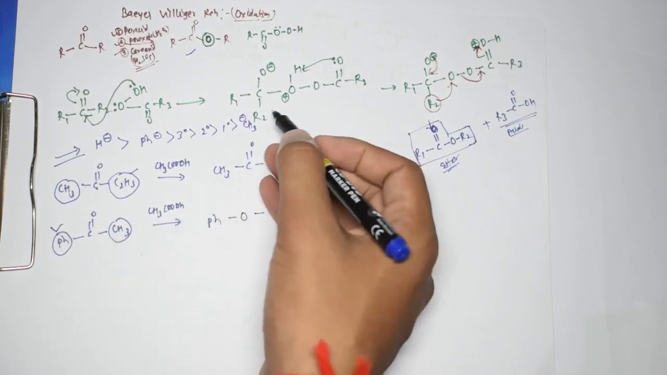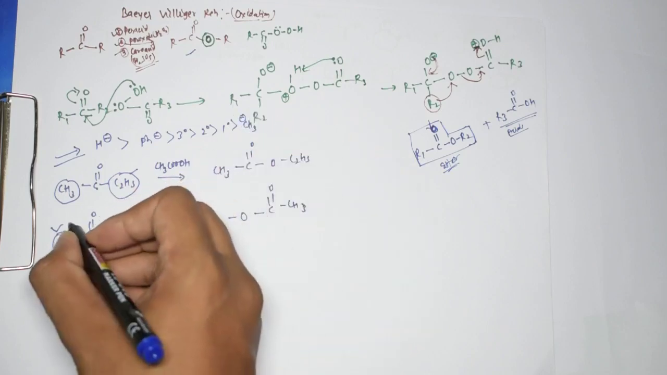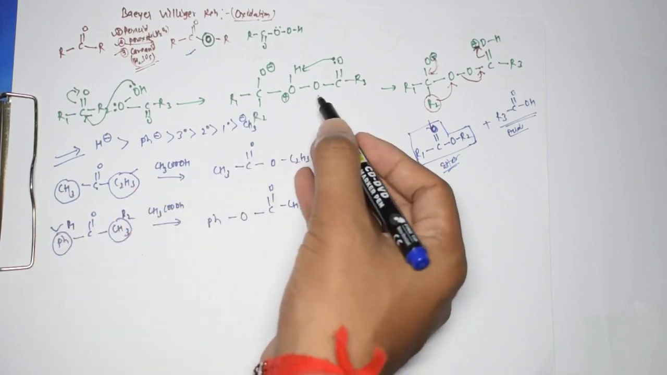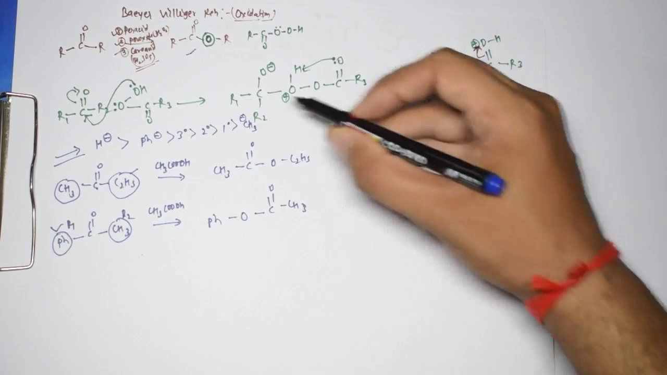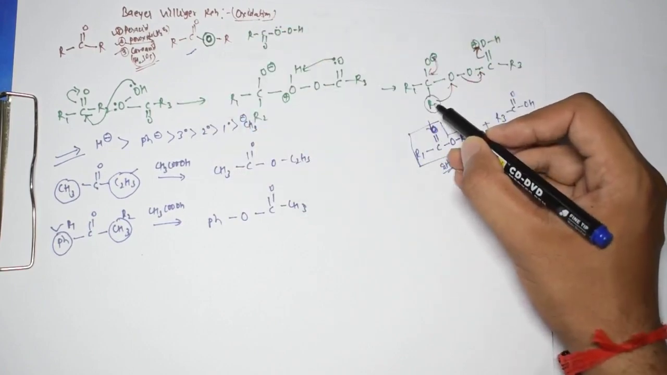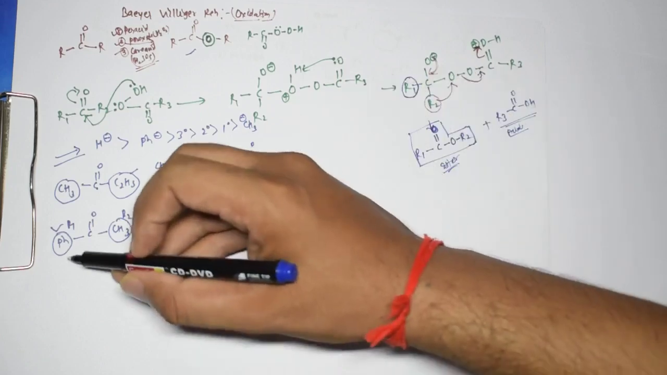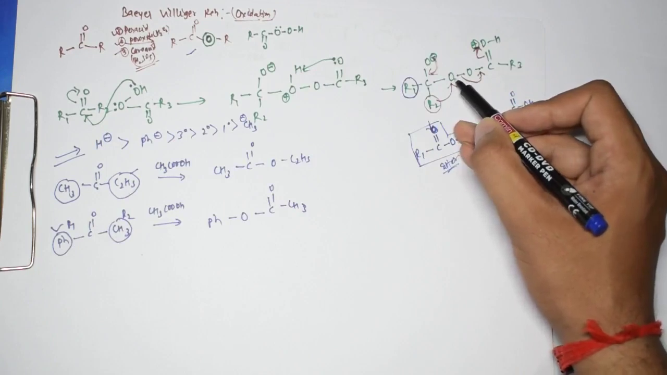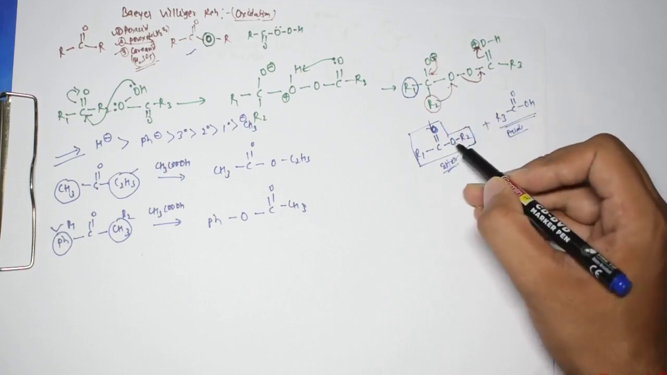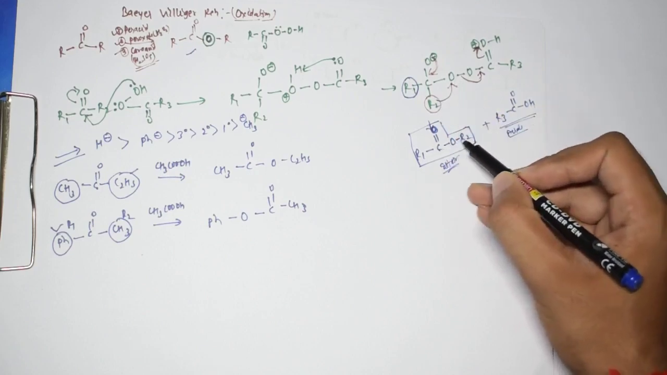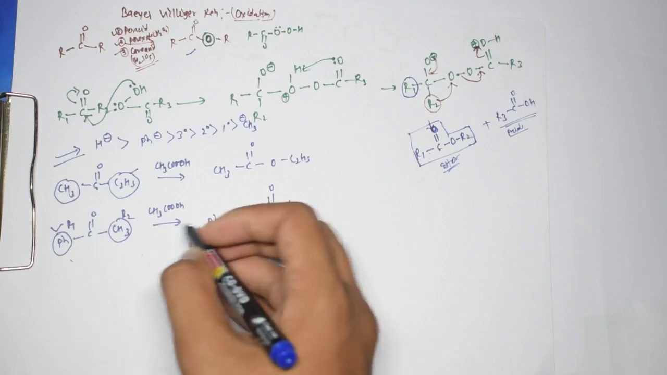Because, suppose let us take this as R1 and this as R2. If we have this R1 and R2 over here, the steps will be the same, and here we will have this R1 and R2. What I had told you is that the group which has higher migratory aptitude is going to migrate. So, in this case if R1 is this phenyl, R1 will migrate over here. If R1 migrates, the oxygen will be in between this carbon and this R1, like this. So, that is why you can understand what I am trying to say over here.